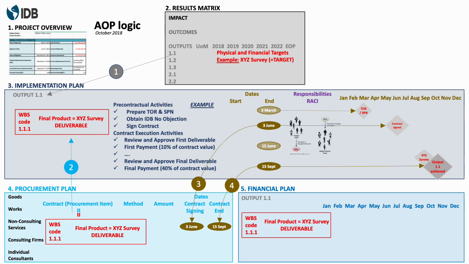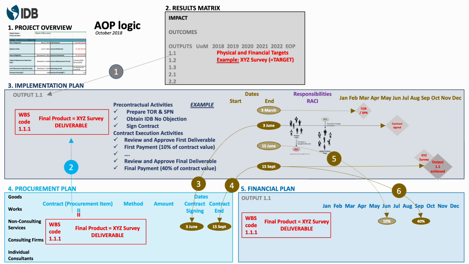And now we can also update our financial plan. So we include the output there, we include the deliverable, and then the first payment in June, 10% of the contract value, and also the other payments up to the last payment in the financial plan. So this basically completes the logic of the AOP.